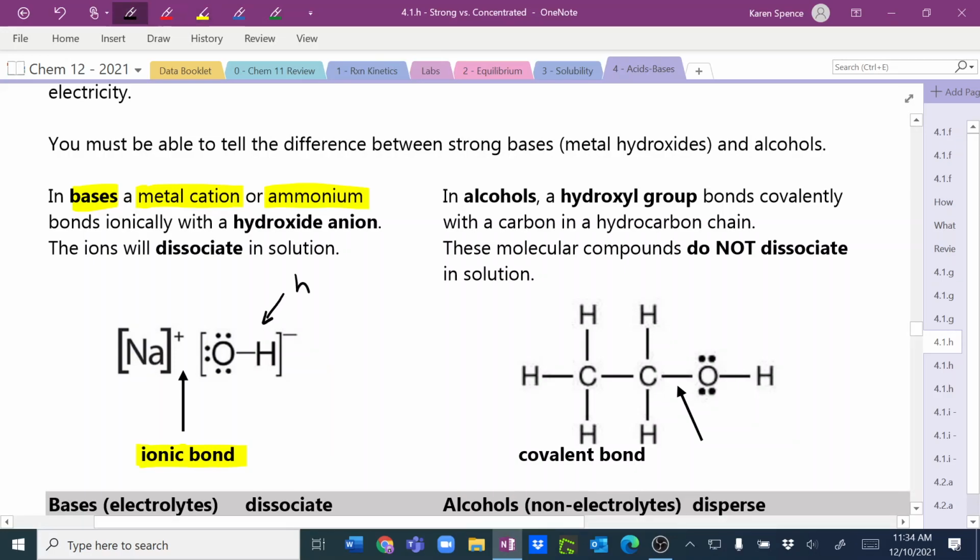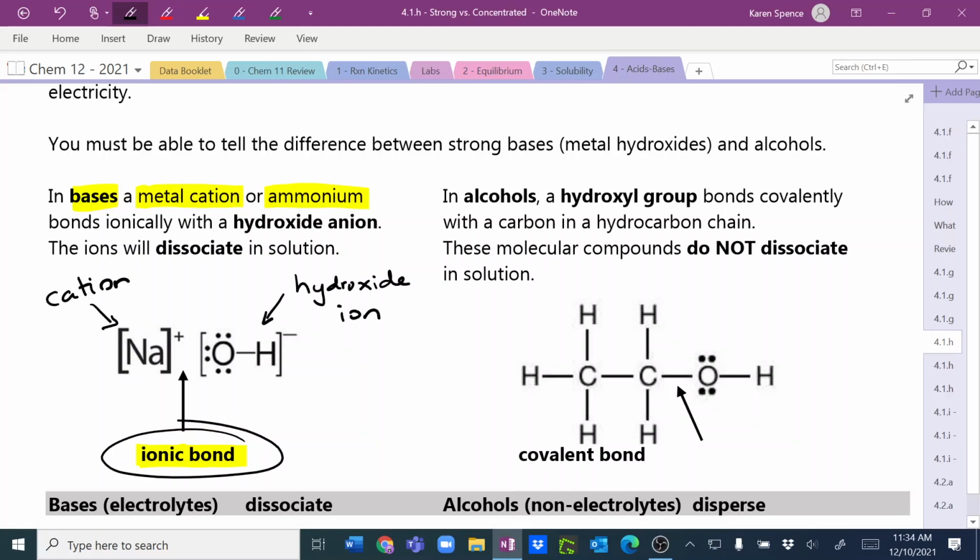So we have the hydroxide ion, we have some kind of cation, and in between the two we have an ionic bond, and that is a base. So that would look like NaOH, NH4OH, Ca(OH)2. Yes, those are bases, because you have a cation and you have hydroxide.